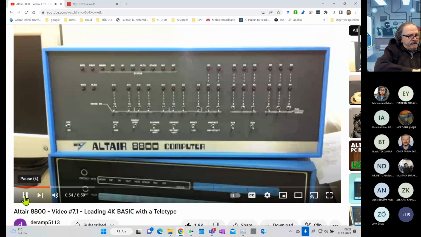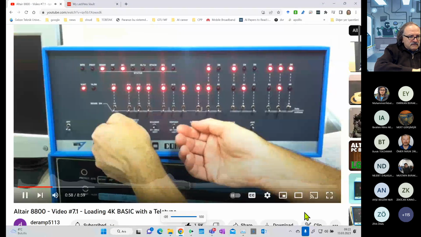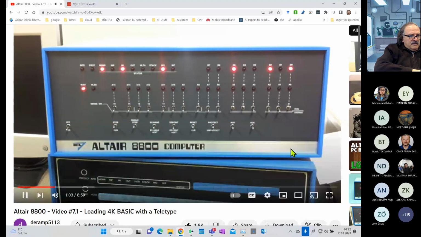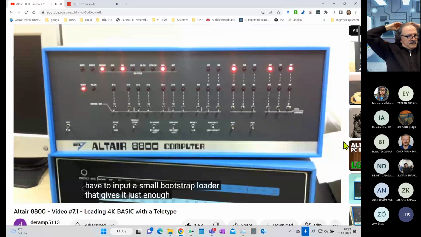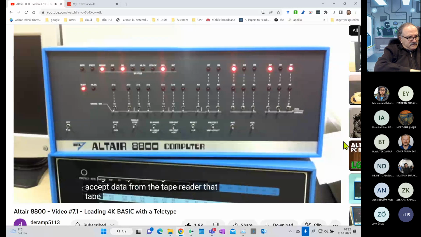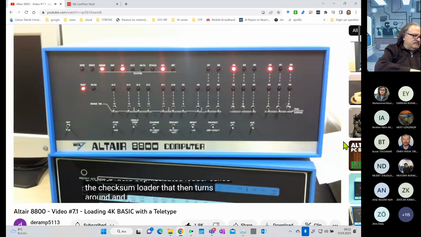Altair boots up, it has nothing inside it except a bunch of empty, uninitialized RAM. In order to read from the paper tape reader, we're going to have to input a small bootstrap loader that gives it just enough smarts to accept data from the tape reader. That tape reader then will read in the tape that you would have purchased from Altair. First part of that tape is another more sophisticated loader called the checksum loader that then turns around and reads in the rest of BASIC off the tape.